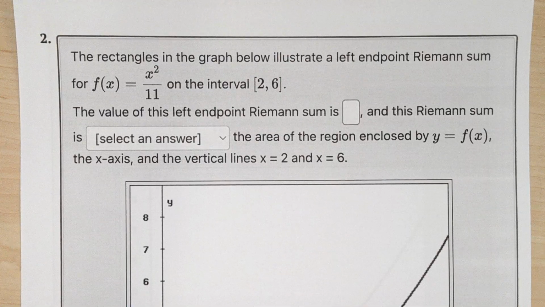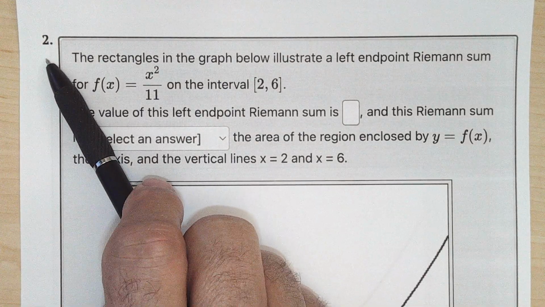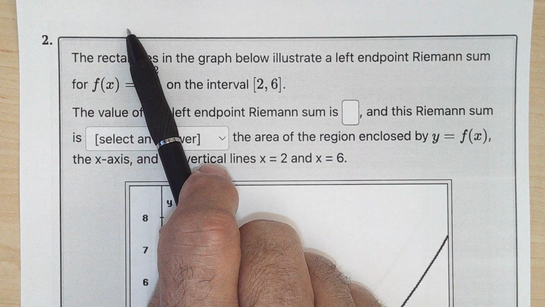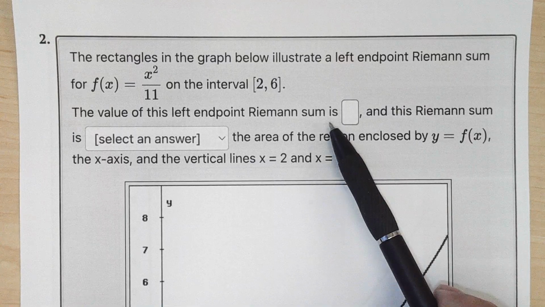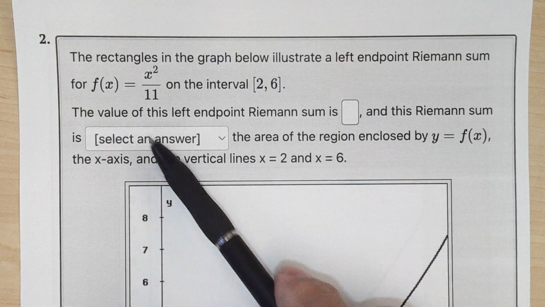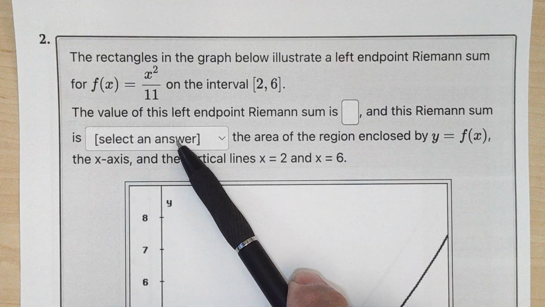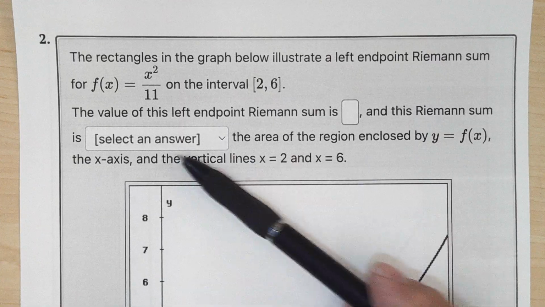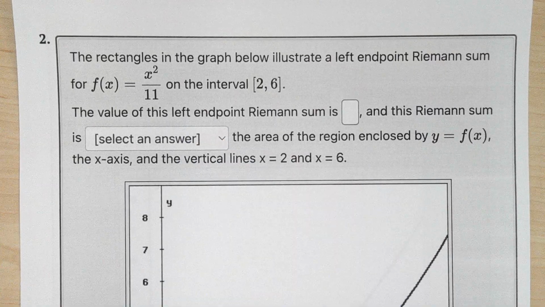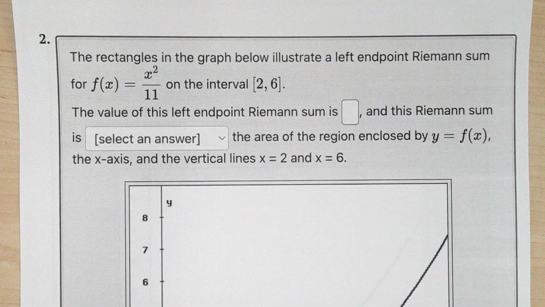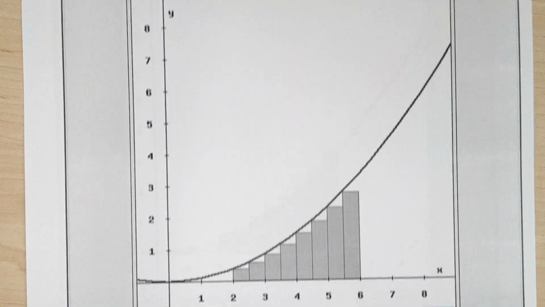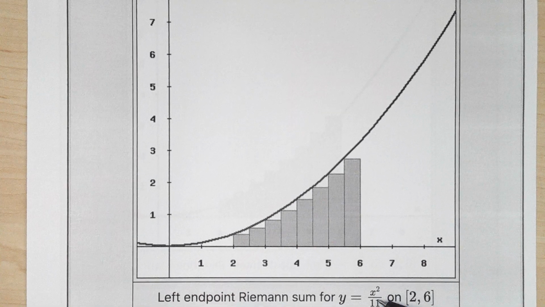This is in 4.2. This is problem number 2. And when you click on activate, it gives you this picture. And then it asks you for the Riemann sum. Now, the problem itself just asks whether the sum is going to be an over or underestimate. And they don't give you the graph. But now when you activate, you get this graph of y equals x squared over 11.